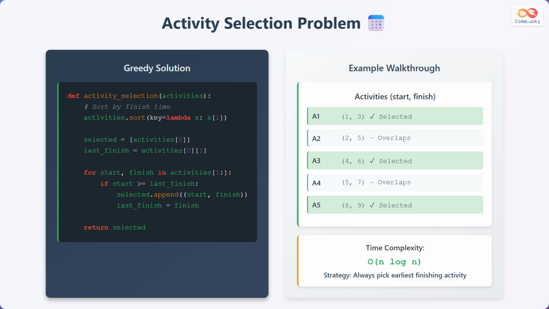The algorithm achieves O(n log n) time complexity due to the initial sorting step. The greedy choice of selecting earliest finishing activities provably leads to the optimal solution, making this a perfect example of effective greedy algorithm application.